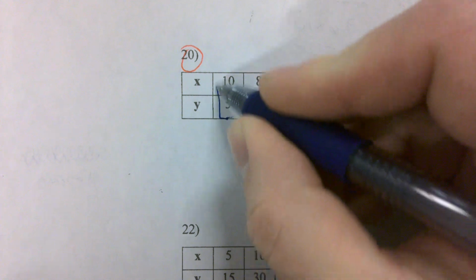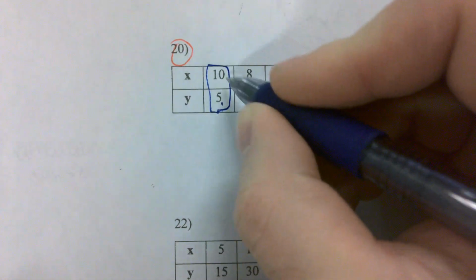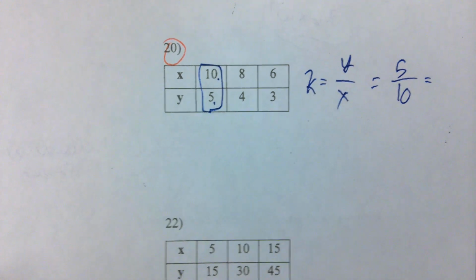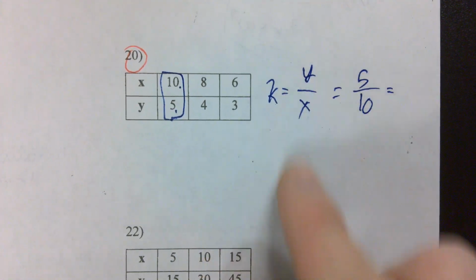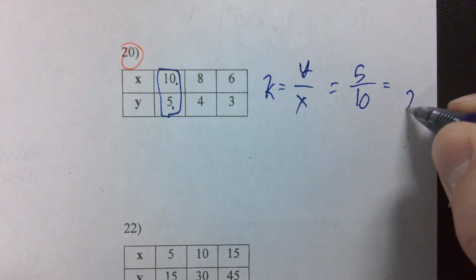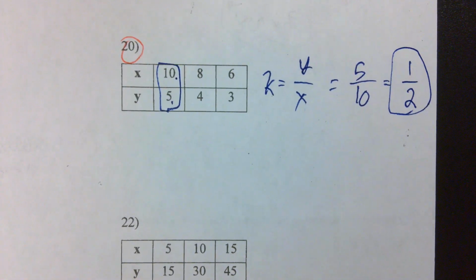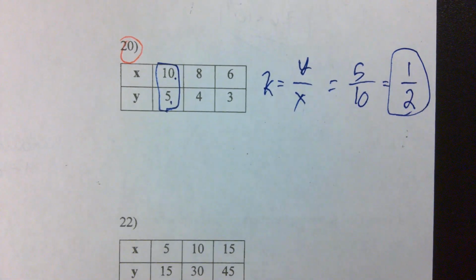So I'm going to take my first point. 5 is my Y. 10 is my X. And what does 5 over 10 simplify to? 2 is very close. There is going to be a 2, but it's on the bottom. We end up with 1/2, right? 5 out of 10, right?